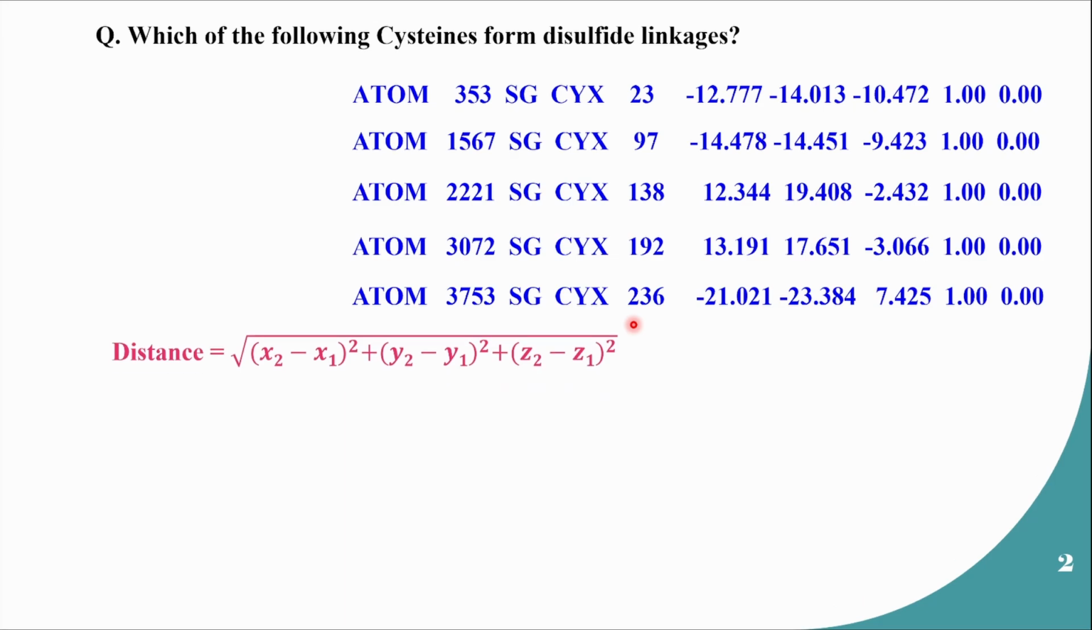For calculating the distance in 3D space between two sets of coordinates, you can use this formula: x2 minus x1 whole square, plus y2 minus y1 whole square, plus z2 minus z1 whole square. You do this summation and then take the square root of that, right? So x2 and x1 will be the difference between the x coordinate values of two atoms. With that, which cysteine pairs among those given could form disulfide bonds?